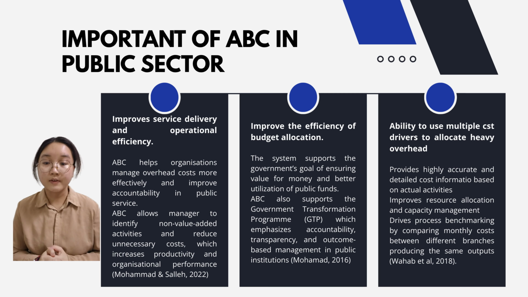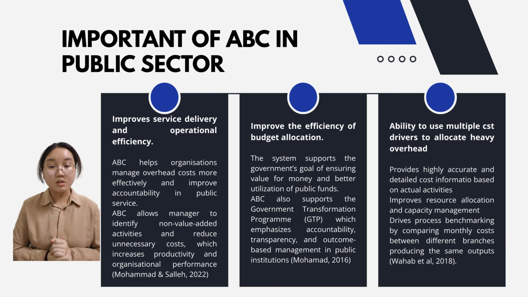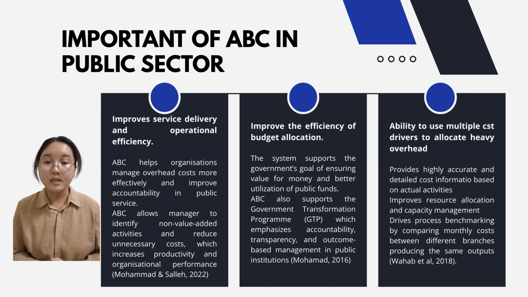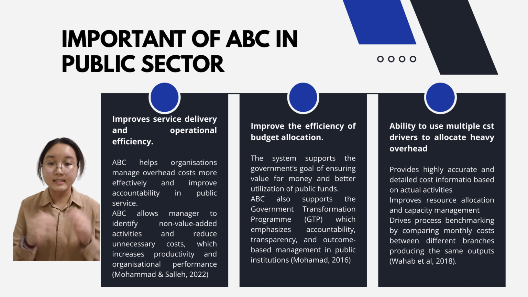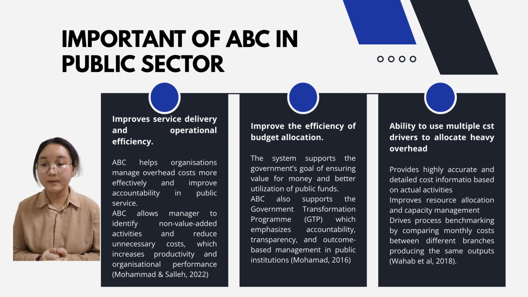The AGD specifically uses ABC information to identify underutilized resources, enabling managers to conduct task restructuring, job rotation, and staff relocations to eliminate waste. Third, it enables cross-branch benchmarking. Because the AGD has dozens of branches across Malaysia, top management utilizes monthly ABC reports to compare expenses between branches that produce the exact same outputs. This allows them to evaluate efficiency and require higher cost branches to justify their spending.